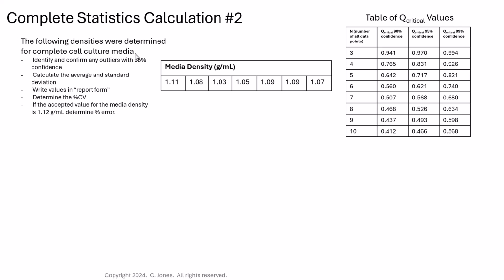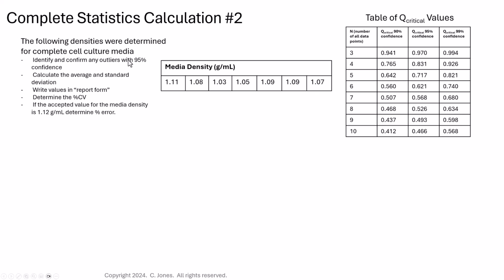So we've already determined the density. First thing we want to do is identify and confirm any outliers with 95% confidence, calculate the average and standard deviation, write those values in report form, calculate the percent CV, and if the accepted value for the media density is 1.12 grams per mil, determine the percent error. So let's look at the numbers. We have 1.11, 1.08, 1.03, 1.05, 1.09, 1.09, and 1.07. So we have a total of 7 values here.